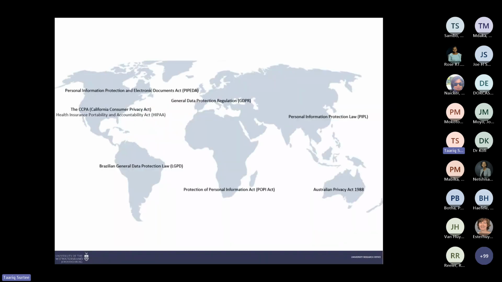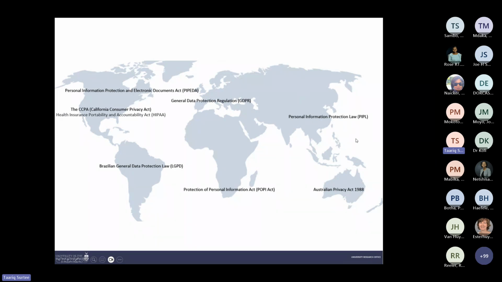We must have heard of the POPI Act, the Protection of Personal Information Act. That's us in South Africa. The other big ones we would probably have heard about would be the GDPR, the General Data Protection Regulation in the EU. And then there are others, like in America, where one of the predominant ones is the California Consumer Privacy Act and the Health Insurance Act. There's one in Canada. In South America, predominantly the Brazilian one. Australia has a Privacy Act. China has a Personal Information Protection Law.